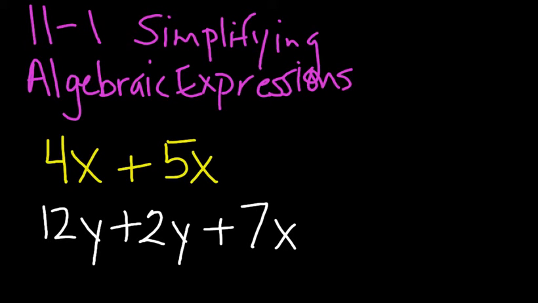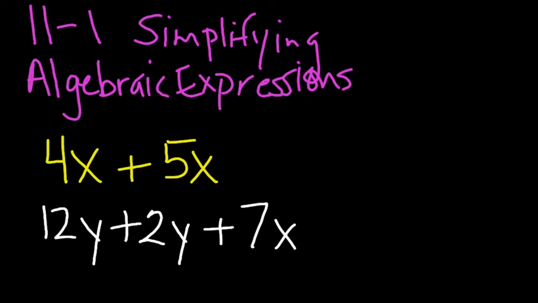11-1, Simplifying Algebraic Expressions. An algebraic expression is an expression or a math problem that has variables in it. So these are two algebraic expressions. Okay? In order to add or subtract things in algebra, they have to be alike, or we call them like terms. What makes something alike?